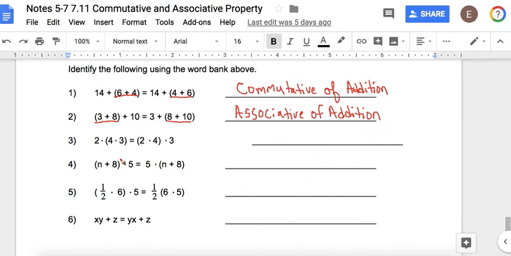Okay, number 3. 2 times 4 times 3, 2 times 4 times 3, so nothing changed order. But I noticed that the parentheses is regrouped, the numbers are regrouped, so the parentheses move, so this is associative of multiplication.